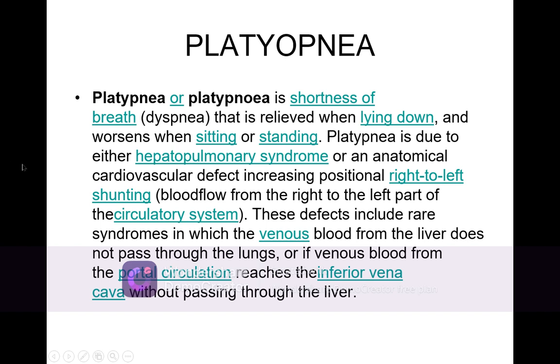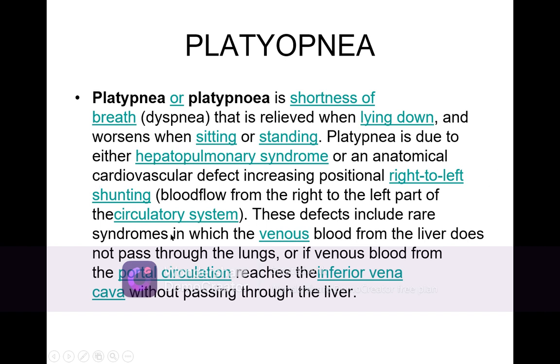Here is the cardiovascular defect, increasing the positional, there will be right to the left shunting of the blood. All conditions in which there is a right to the left shunting of the blood, there will be platypnea. That is as simple as that. Right to the left. Not from the left to the right. It is right to the left.